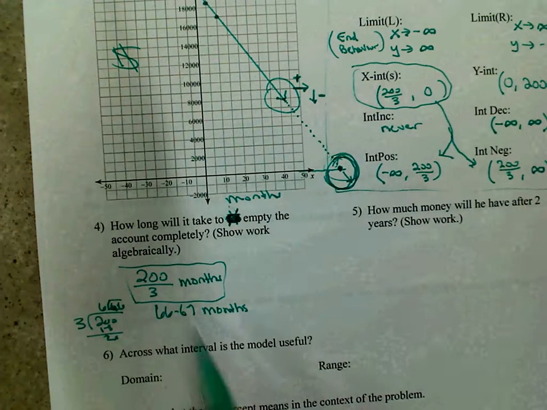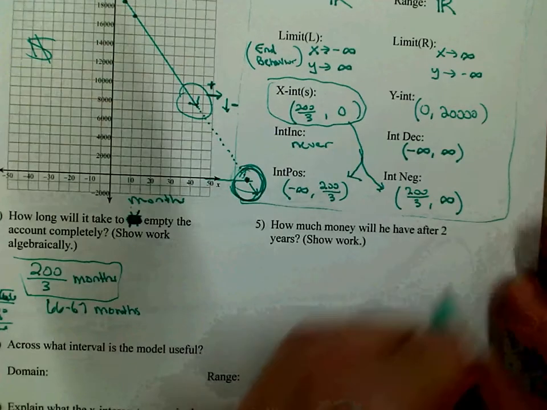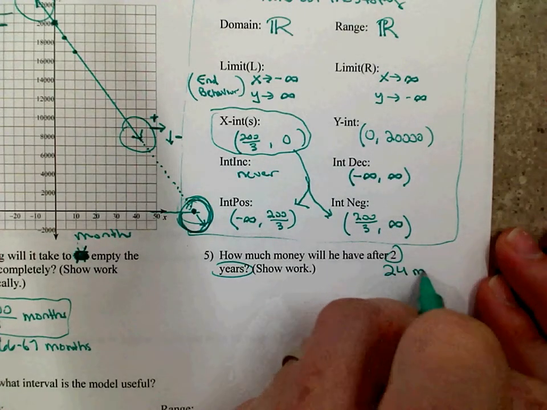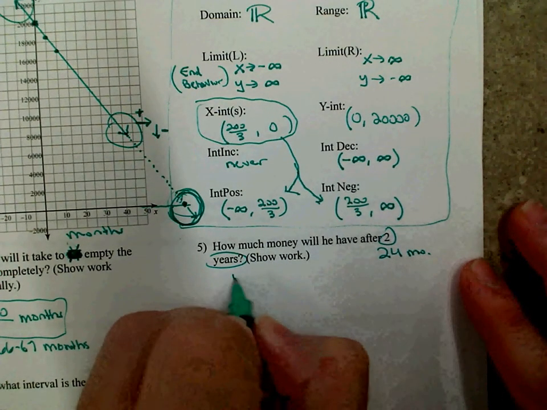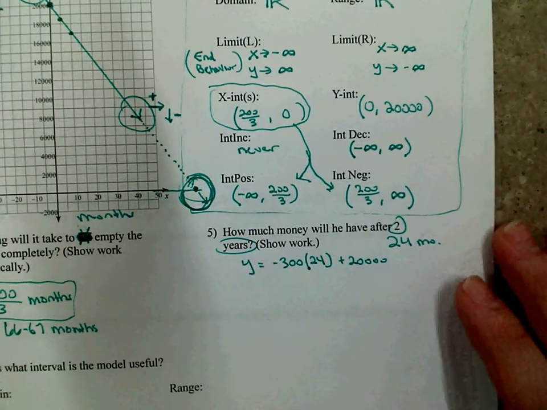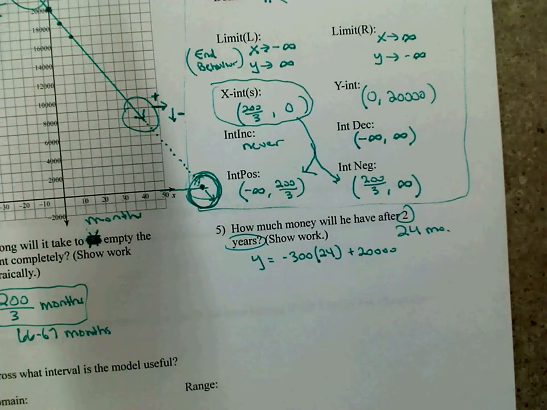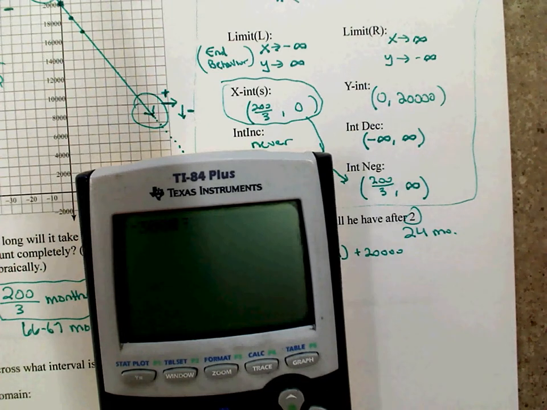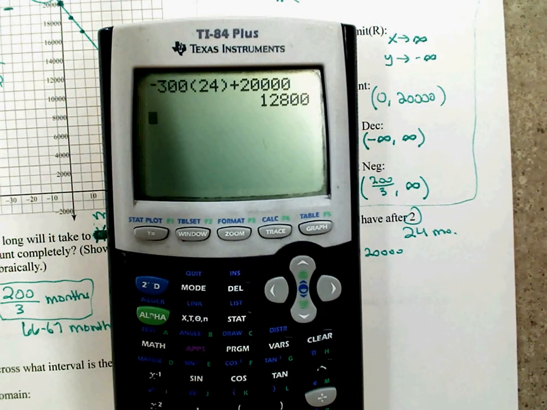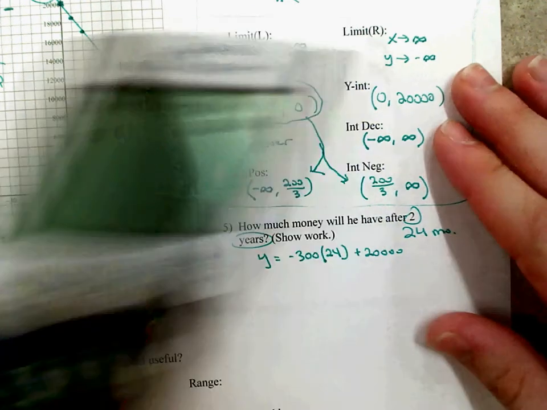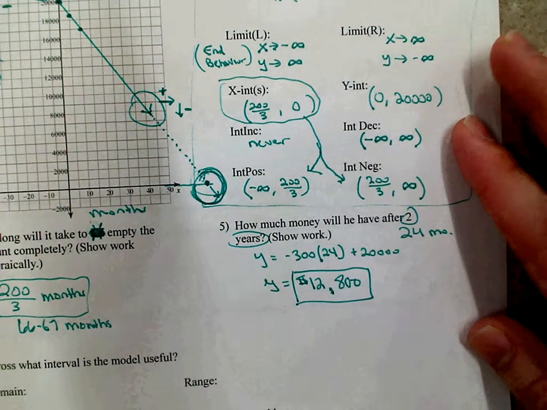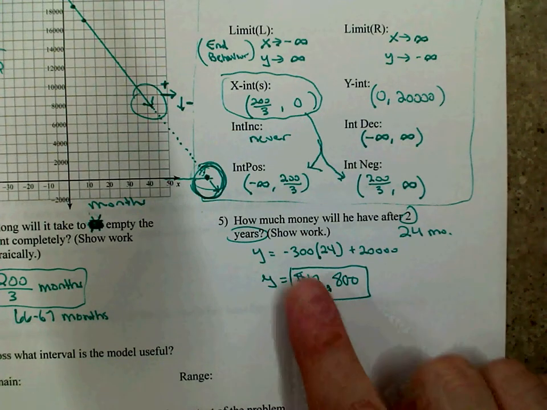Now it says how much money will he have left after 2 years? Okay, now what you're not going to do is plug in a 2 because we're dealing in months. So if we're dealing in months, 2 years is 24 months. So we're going to take our equation and we're going to put a 24 in there for the months. Negative 300 times 24 plus 20,000, we're looking at $12,800. So in 24 months, taking away $300 each month, we're going to have $12,800 remaining in that account. And showing me the work, there's not a lot to show. Just show me that you understand that you have to plug it into x, because x is months.